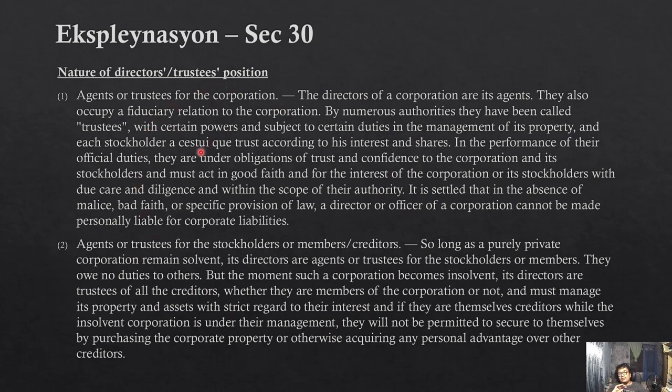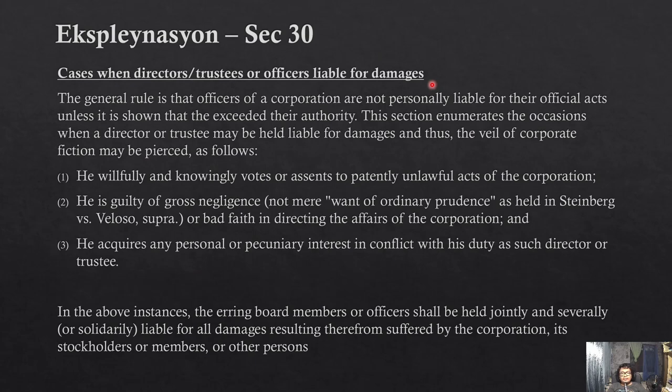Fiduciary, ulitin natin, ilang beses natin ito dinefine in this entire video. Fiduciary is a relationship based on trust. So, because the directors or trustees were trusted to control the corporation, to manage the corporation, eh siyempre, huwag nilang gaguhin. Yun lang yung meaning ng entire slide na to. Huwag nilang gaguhin yung kanilang fiduciary duty.